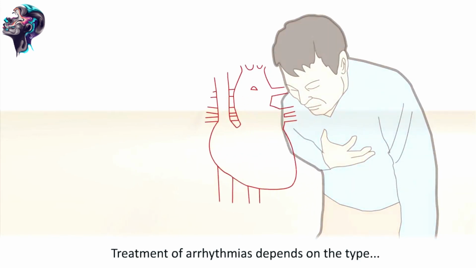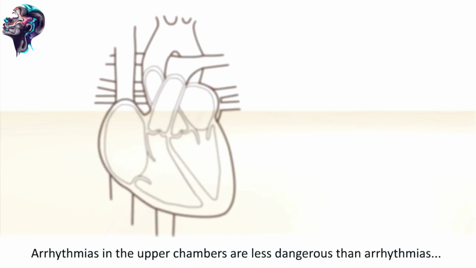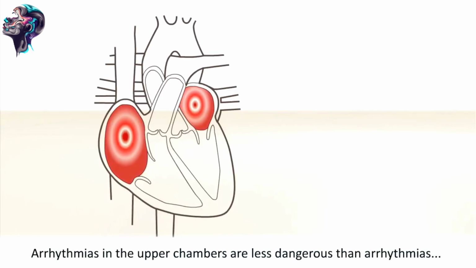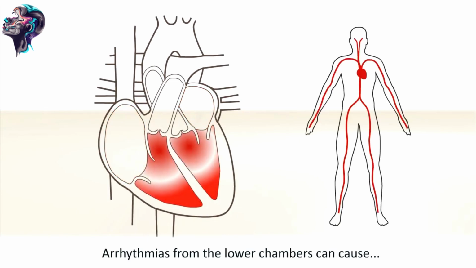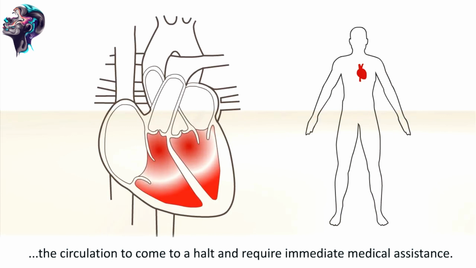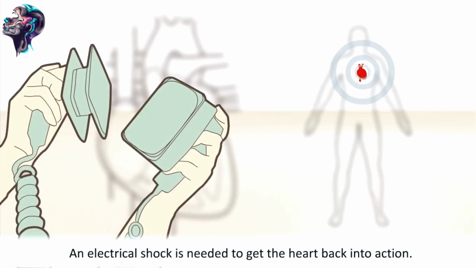Treatment of arrhythmias depends on the type and cause of the arrhythmia. Arrhythmias in the upper chambers are less dangerous than arrhythmias that originate from the lower chambers. Arrhythmias from the lower chambers can cause the circulation to come to a halt and require immediate medical assistance. An electrical shock is needed to get the heart back into action.